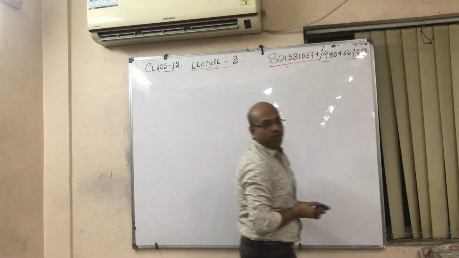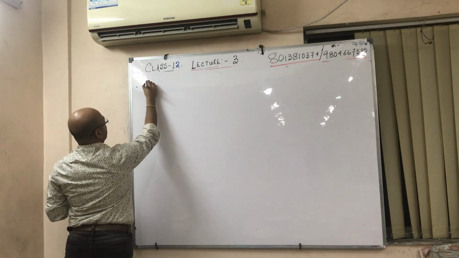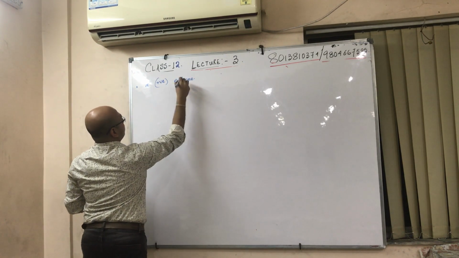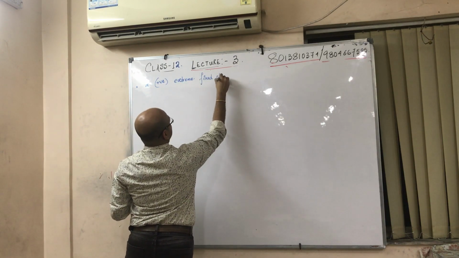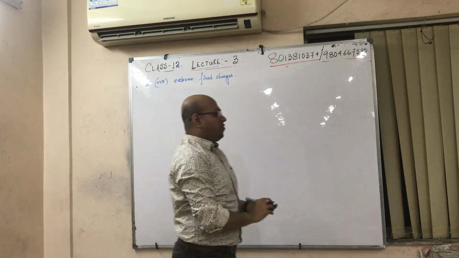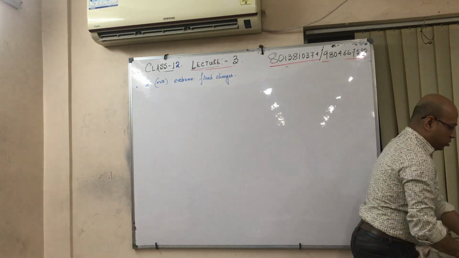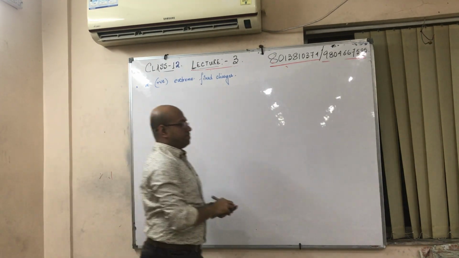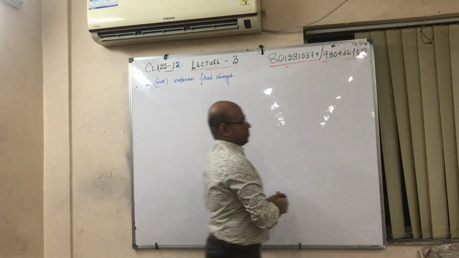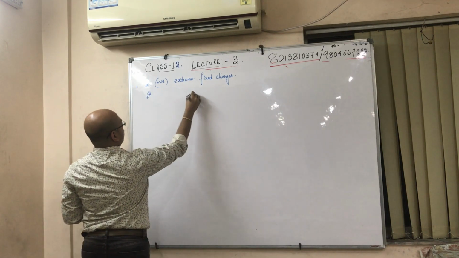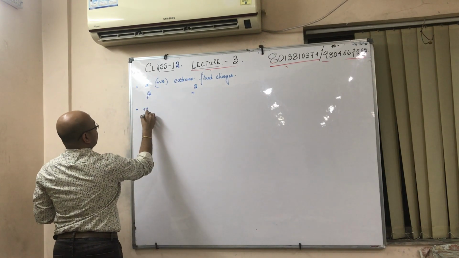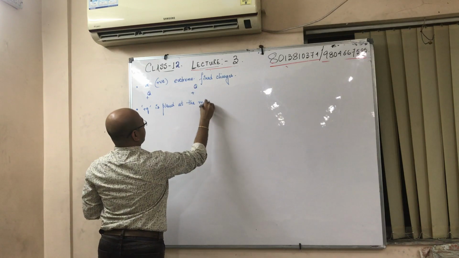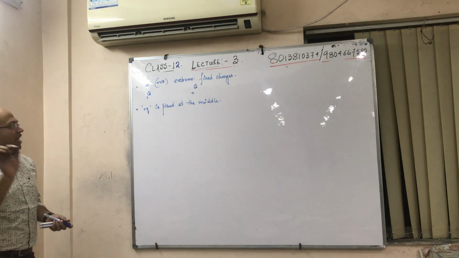So, what is the conclusion we have? Two positive extreme fixed charges, plus Q each. Now a small q is placed at the middle.